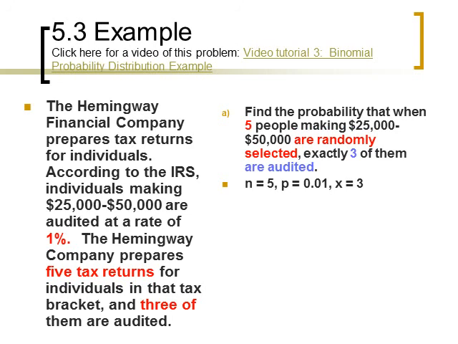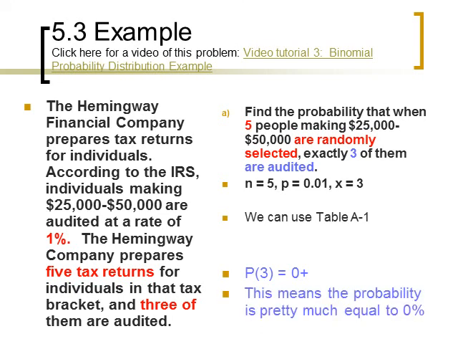X equals 3 because that's what we're trying to determine. What's the chance of having 3 audits out of 5 tax returns? So we can use table A1 because 0.01 is a common probability in that table. So P of 3 from that table is 0 plus, meaning pretty much a 0% chance that this would happen randomly.